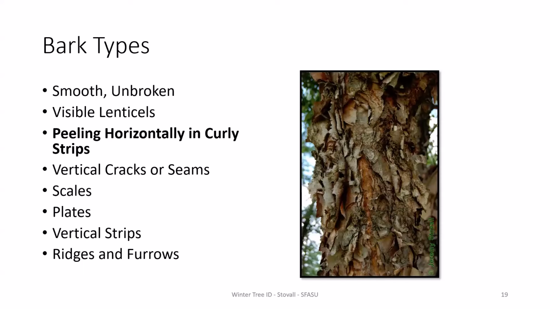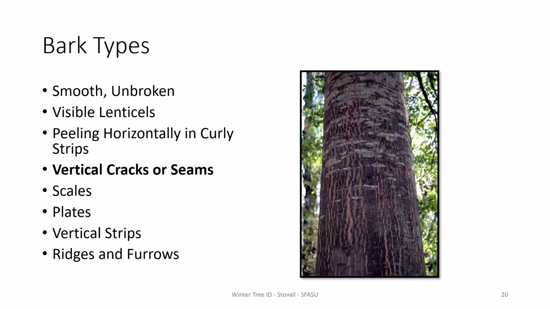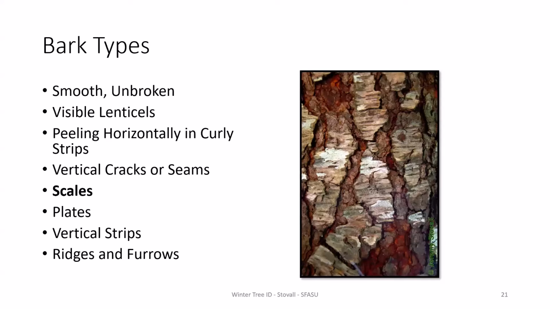We have very few species where the bark peels horizontally. Usually it peels vertically. So if it peels horizontally, there's a river birch. That makes identification pretty easy. Sometimes you have vertical cracks or seams. This kind of fits in with smooth, unbroken bark pretty fluidly. So here's a willow oak as an example. Not always the easiest thing to help you ID. Those are going to be trickier species.